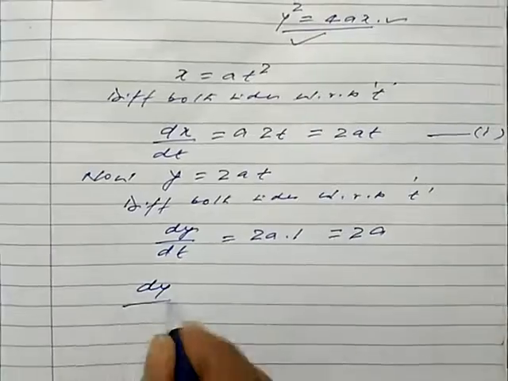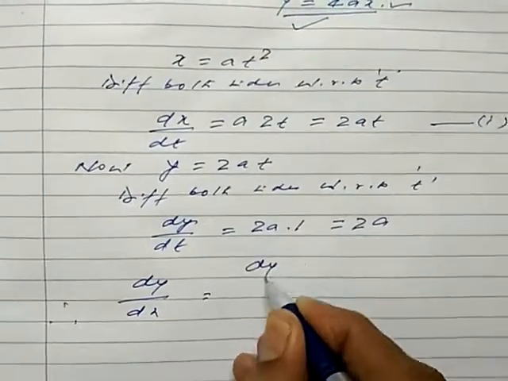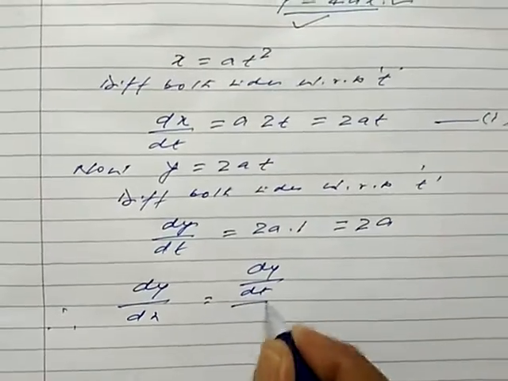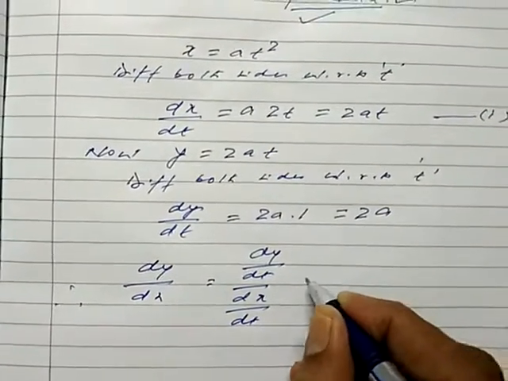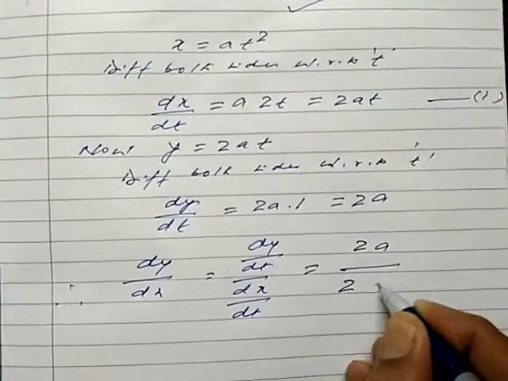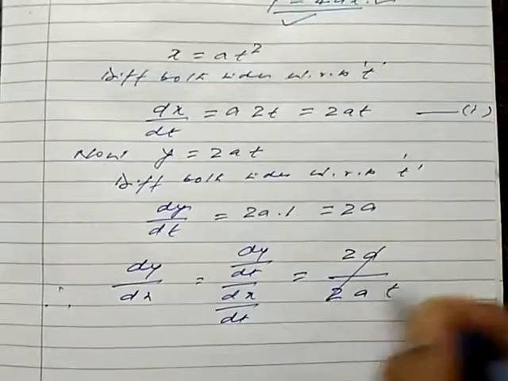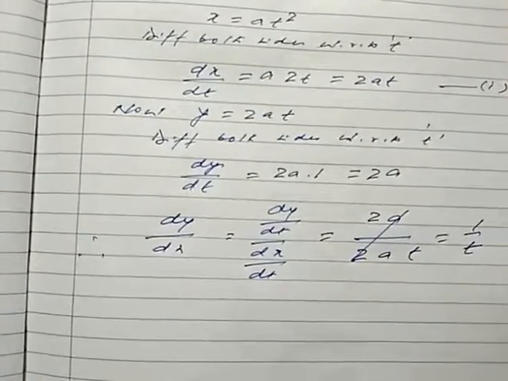So what is dy by dx? Therefore dy by dx we can write like this. This is dy by dt upon dx by dt. In this manner we can write it down. That is 2a upon 2at. 2a will go out and this is 1 by t. So this is the way to differentiate the parametric function.